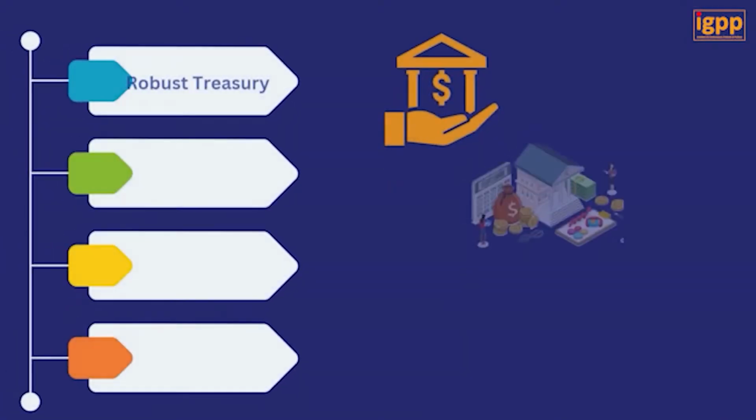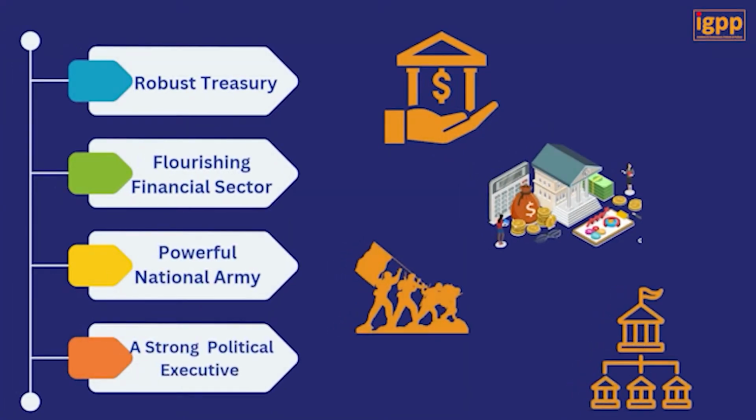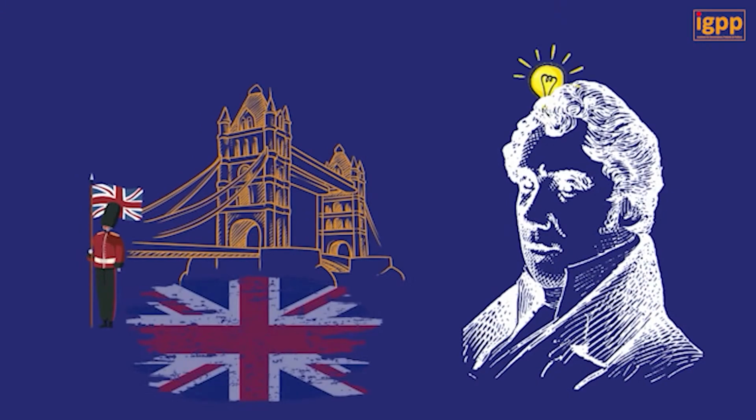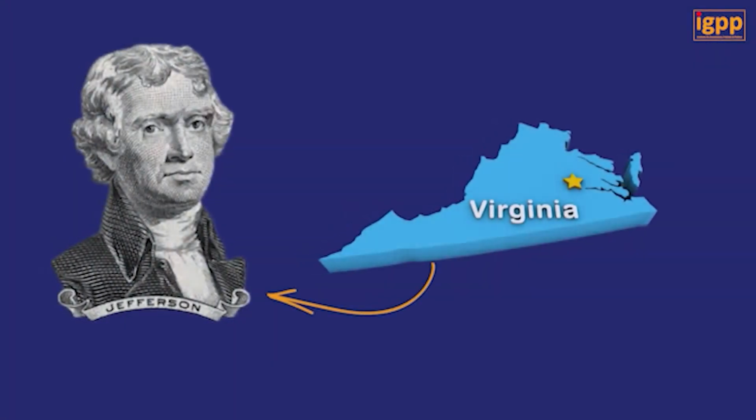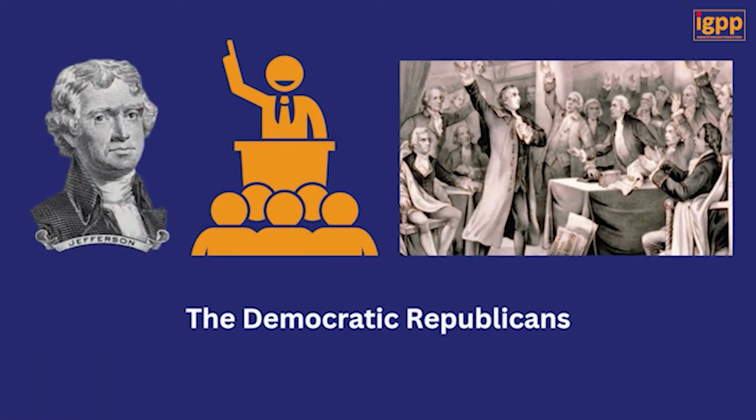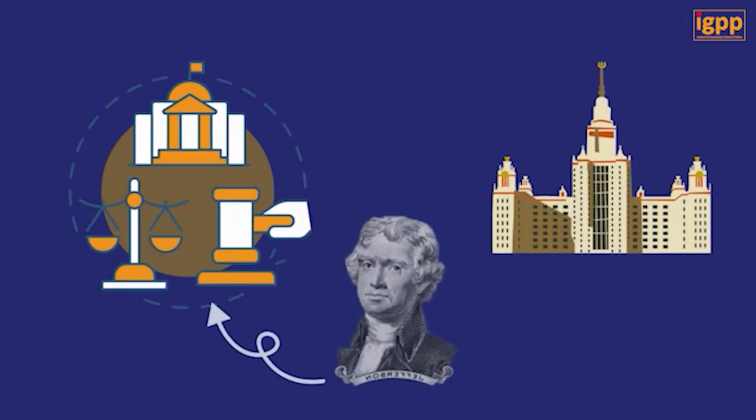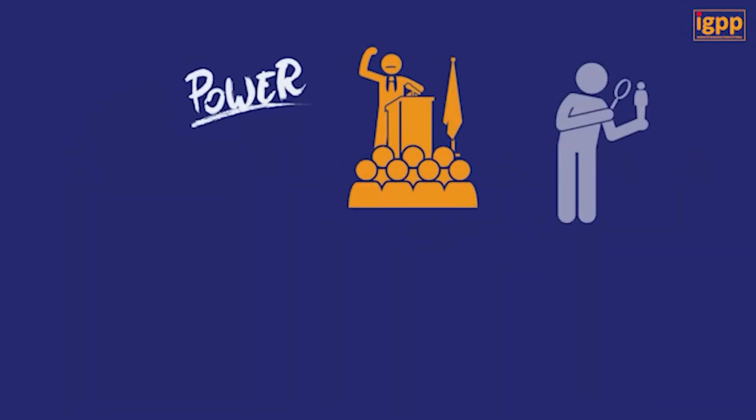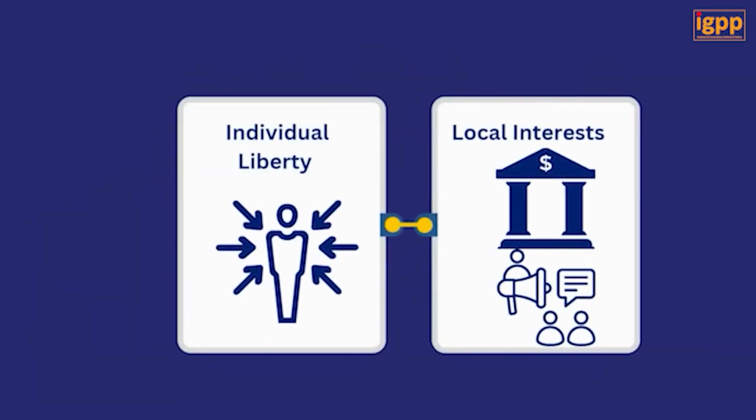He believed in a robust treasury, a flourishing financial sector, a powerful national army, and a political executive representing all states. Hamilton's ideas were deeply influenced by the success of the British imperial system. On the other side of the spectrum was Thomas Jefferson, a southern plantation owner from Virginia. Jefferson prioritized state sovereignty over federal authority, fearing that too much power in the hands of a centralized government would jeopardize individual liberties and local interest.